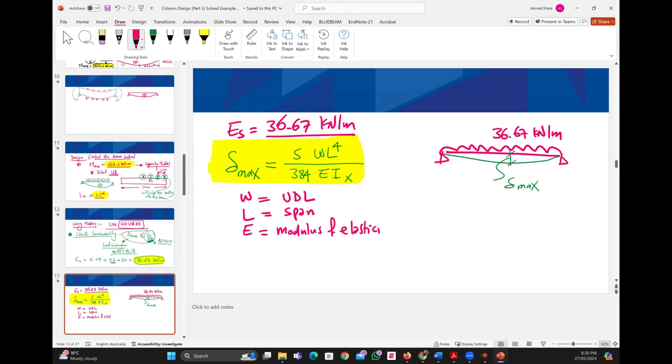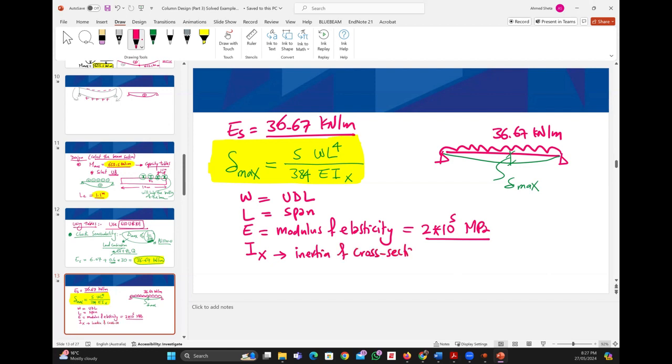Are we using any other material in this course for beams? The material of this course will be steel all the time. So E is constant for the material, 2 times 10 to the power 5 MPa. Okay. And what is I? Ix is the inertia of the section.